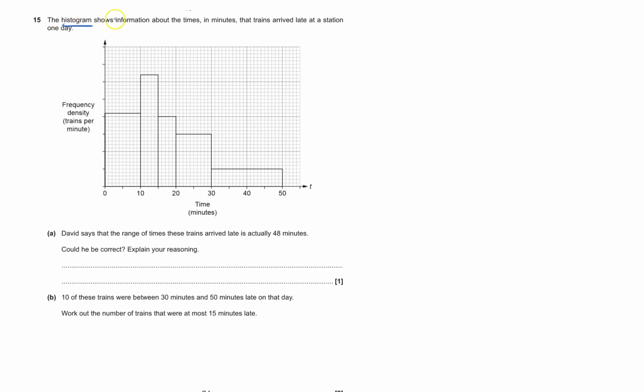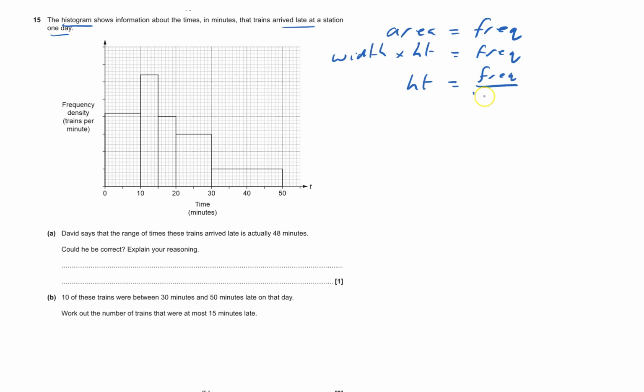Okay, it says the histogram shows information about the time trains arrive late at a station one day. Since it says histogram, I know that it's the area of the bars that equals frequency, so I will always write that down. To work out the area of the bar, it's always the width times the height equals the area, and therefore that is the frequency. And I normally work out that the height is the frequency divided by the width. I do that before anything else, because I know I'm probably going to need something like that.